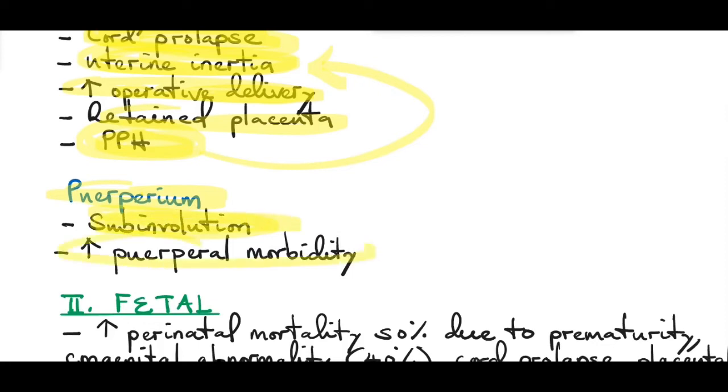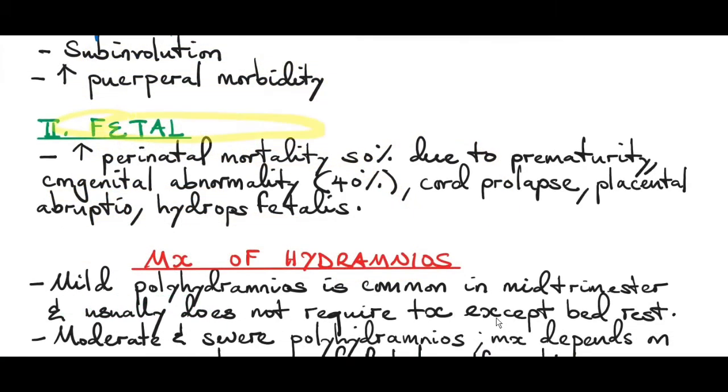There's also increased puerperal morbidity due to postpartum hemorrhage, as well as increased operative interference. So you could have introduced infection during your maneuvers or during artificial rupture of membranes. Fetal complications of polyhydramnios include increased perinatal mortality, and 50% are due to prematurity.